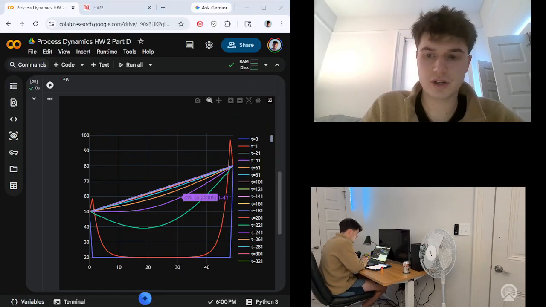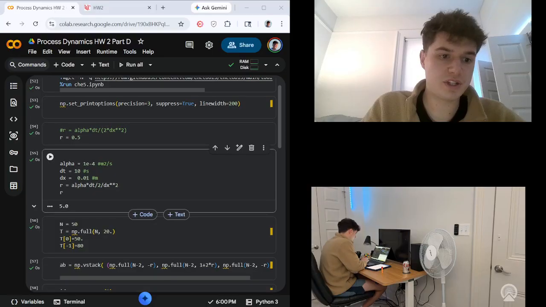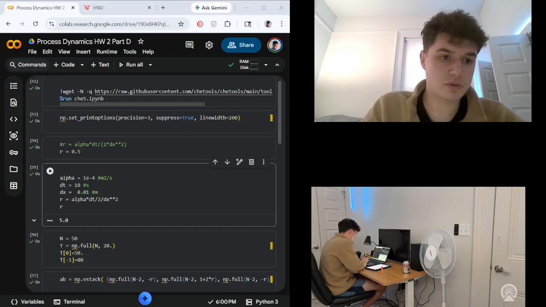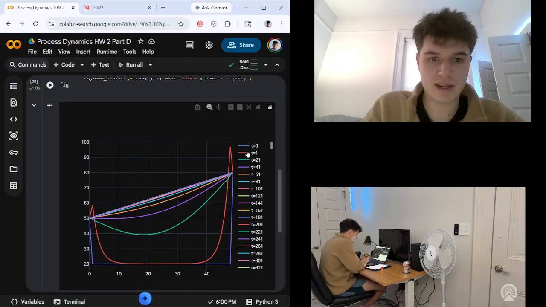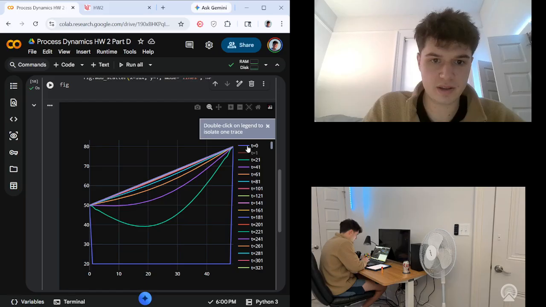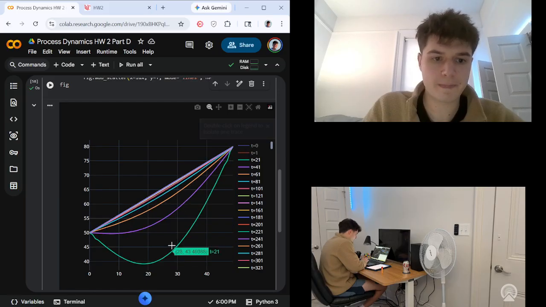So as you can see, here's our edited graph. We switched this from 50 to 80, and we also switched this dt to 10 seconds. And as you can see, yeah, this red line outlier, get rid of that. This one's weird, get rid of that. So you can see this graph is still very stable, still following the same pattern that we need.